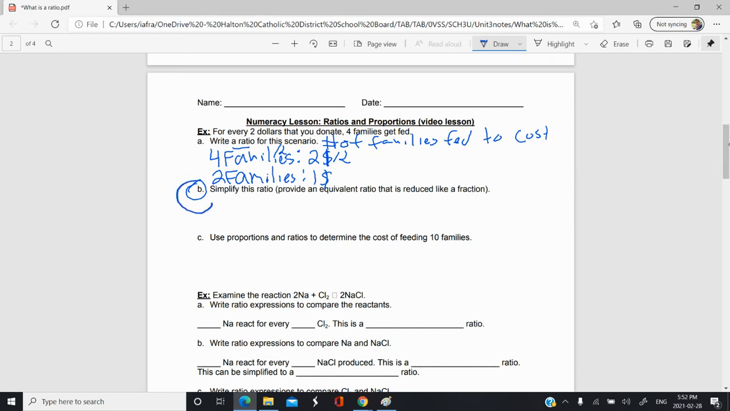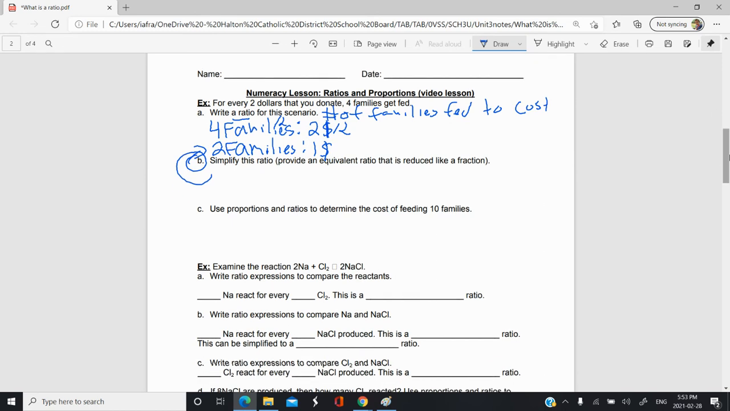And actually, that's what I've done. I did part B already. So I just reduced the terms. If you divide one side by 2, divide by the other side by 2 as well. And we get 2 families for every dollar that you donate. So now we can solve a problem using this simplified ratio here. We can use proportions and ratios to determine the cost of feeding 10 families. So again, we're looking for the cost. So we want to put the cost on top.